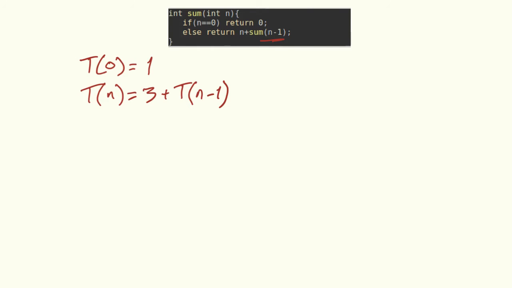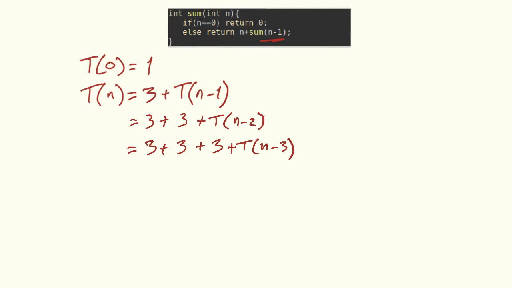And let's expand it a few times. If we expand T of n minus 1, we get 3, and this is equal to 3 plus T of n minus 2. Then we can expand it again: 3 plus 3, and then expanding the T part, that is 3 plus T of n minus 3. This is the first line, that's the second line, that's the third line. And we want to take this all the way down to the ith line.